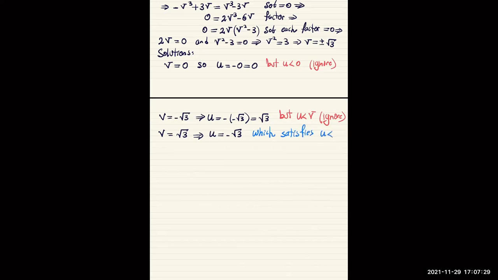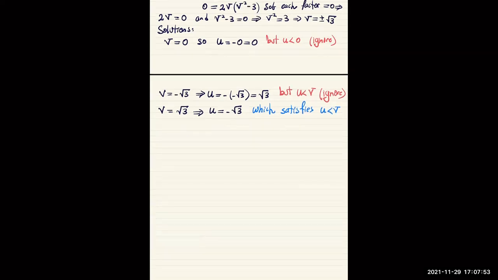Satisfies u less than v. Okay, so what happened here is that we found two different t values that give us the same x and same y. So here, C is not simple, okay? We were able to find two such t values. All right, so here we say, therefore, C intersects itself.